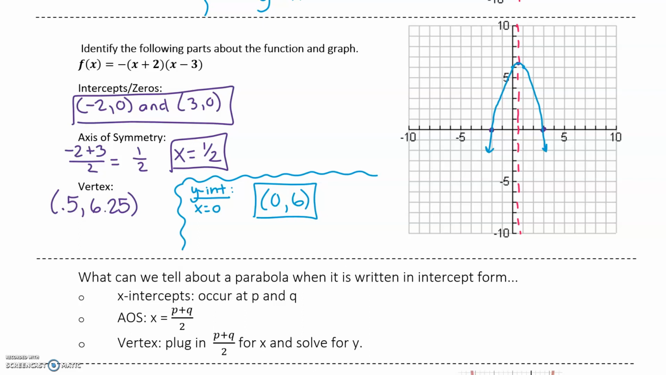Something that's different about this one is it opens down. You hopefully noticed that by the negative in the front as you were working on it. Okay, so down here at the bottom it says, what can we tell about a parabola when it's written in intercept form? Well, the x-intercepts occur at P and Q. The axis of symmetry is going to be P plus Q divided by 2. And your vertex, you can plug in the value that you got for the axis of symmetry as your x and solve for your y. Okay, you can use the table for that, or you can actually solve.